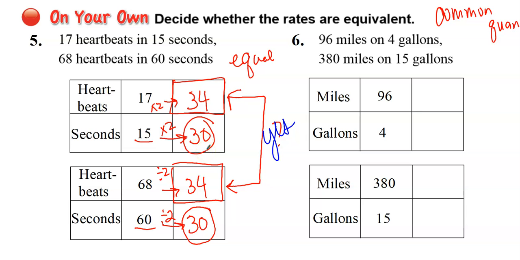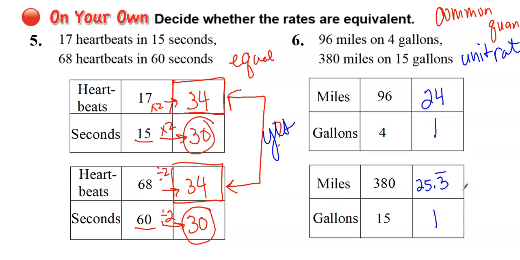All right. The second one, I'm going to challenge you to just find a unit rate. Maybe you can do this one with a unit rate. When I use a unit rate, I'm literally thinking of 96 divided by 4. I get 24 per 1. And then 380 divided by 15 is 25.3, and it repeats, per 1.